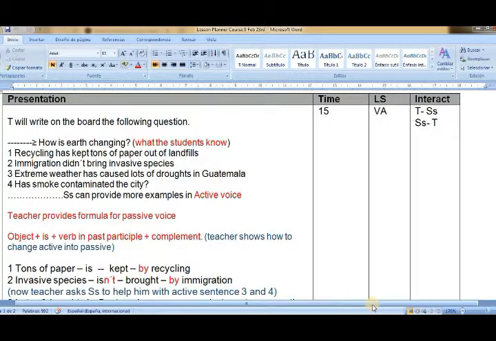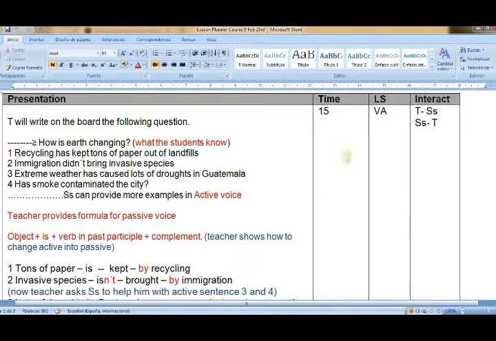Whenever you're doing your presentation on the planning sheet, you have to be very specific. For example, look at this. It says, teacher will write on the board the following questions. These questions are what the students know, and I wrote some ideas. For example, number 3, extreme weather has caused lots of droughts in Guatemala. Then, teacher provides the formula for passive voice. That's important. You as a teacher need to include in your presentation the formula that you are going to be using: object plus is plus the verb in past participle plus the complement.